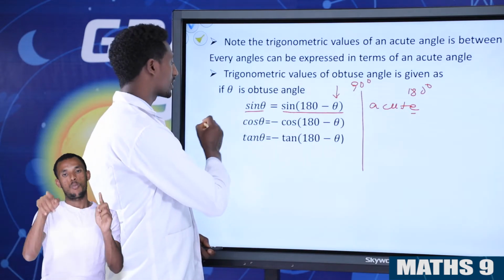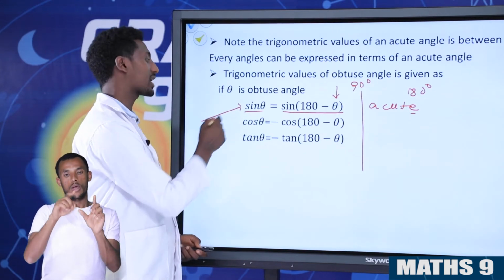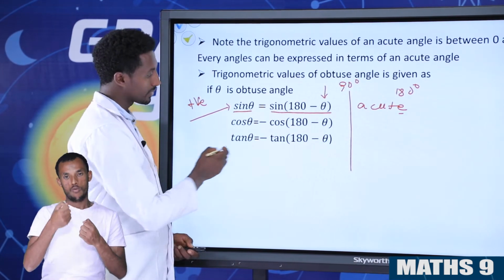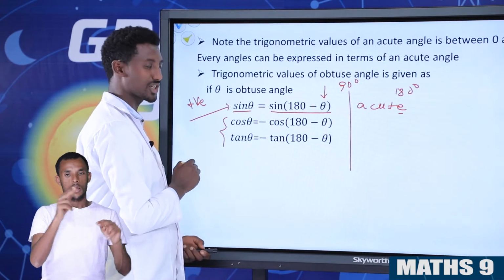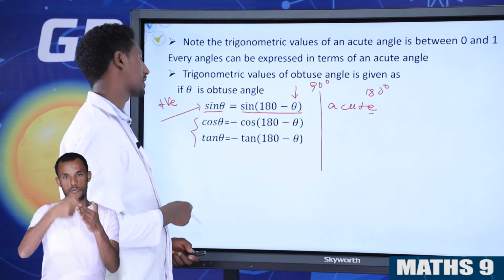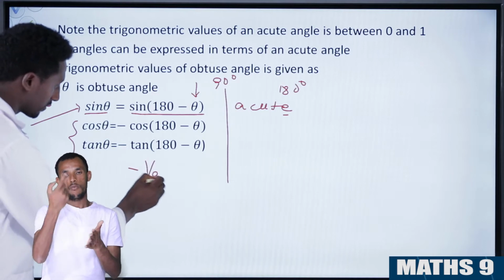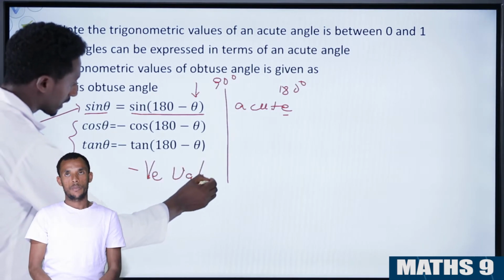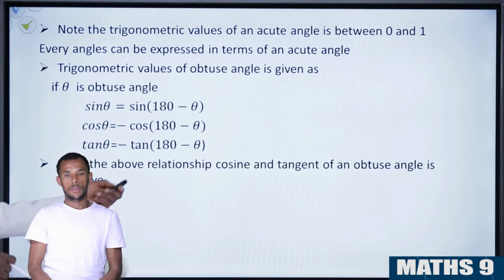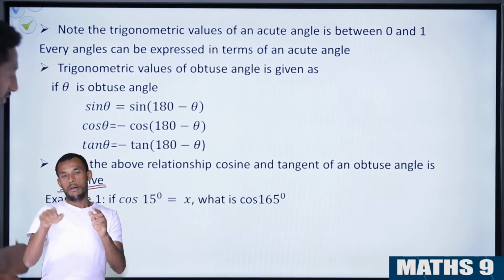So here you can generalize that for an obtuse angle, the sine function has a positive value. But for the remaining functions, cosine and tangent, the trigonometric values of an obtuse angle are negative. From the above relation, cosine and tangent of an obtuse angle are negative.